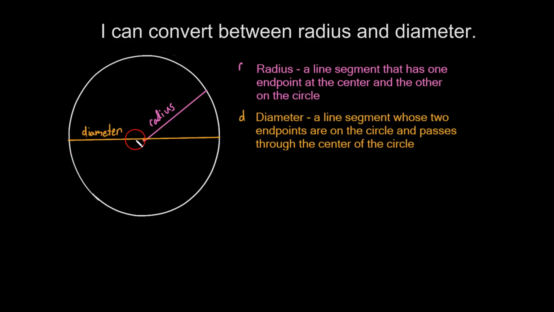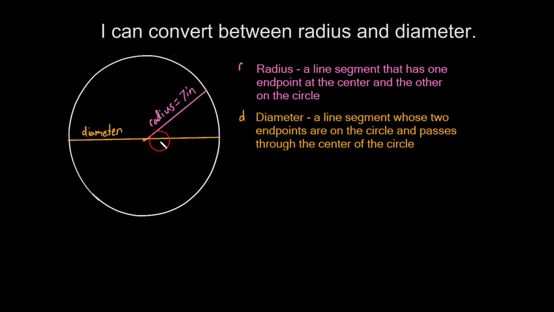We see this orange diameter, and remember the diameter is a line segment whose two endpoints are on the circle and pass through the center of the circle. We also see this radius right here, and remember the radius is a line segment that has one endpoint at the center and the other on the circle. So let's say that in this problem the radius is equal to 7 inches.